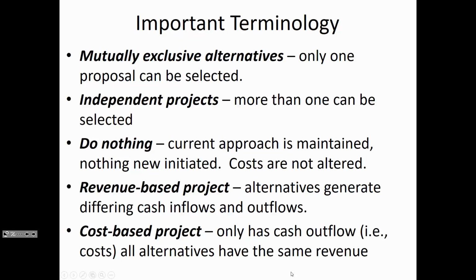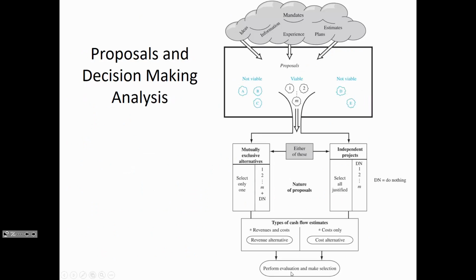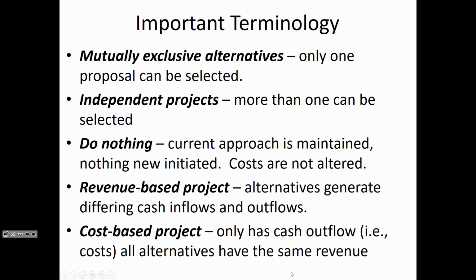Any questions so far, either about the diagram from the previous page? This is a conceptual diagram. This isn't like a real-world blueprint of how decisions are made. It's just kind of to show you the process. Any questions about that or these definitions?